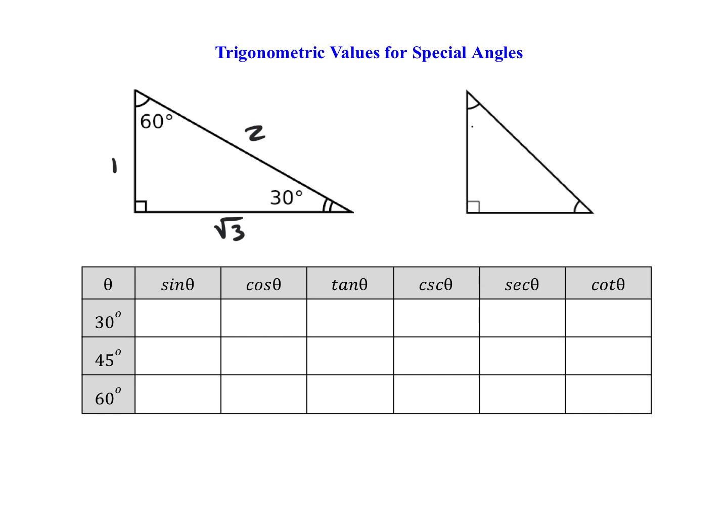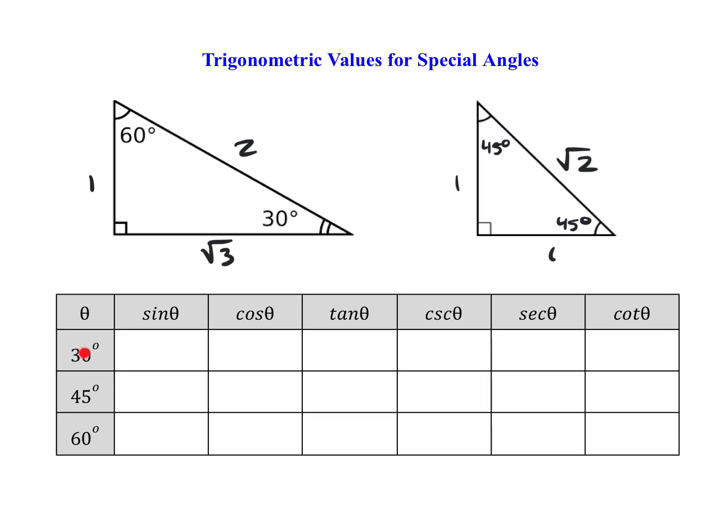And then for my 45, 45, 90, remember this means that these two angles are congruent, which means these must be 45. It's always 1, 1, root 2. Okay, so let's use SOHCAHTOA, our trig ratios, to see if we can fill out this table.